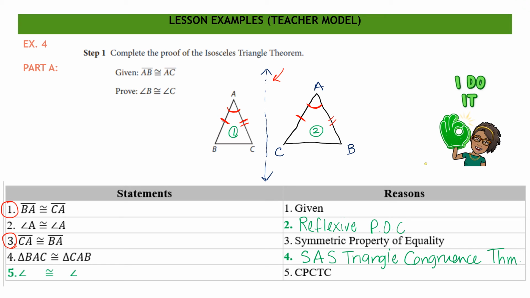So I've proven that these two triangles are congruent, and anytime that we prove two triangles to be congruent, what does it say about their parts? Well, we already know that two congruent triangles mean that they have corresponding congruent parts. So that leads us to the conclusion of our proof that angle B is congruent to angle C. So that means that this angle B here is congruent to angle C, and this angle C here is congruent to angle B by CPCTC, which means corresponding parts of congruent triangles are congruent.